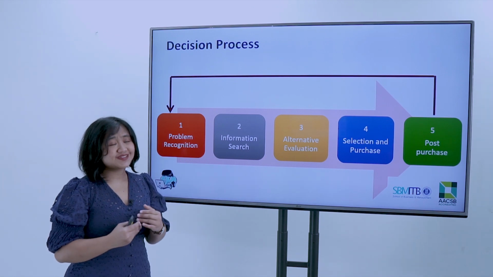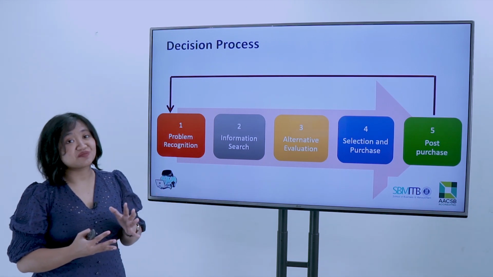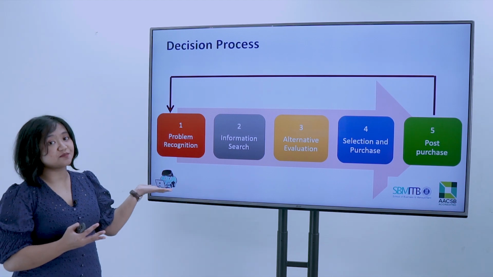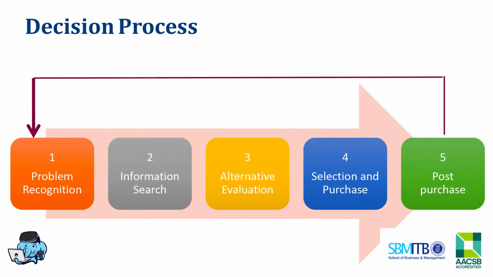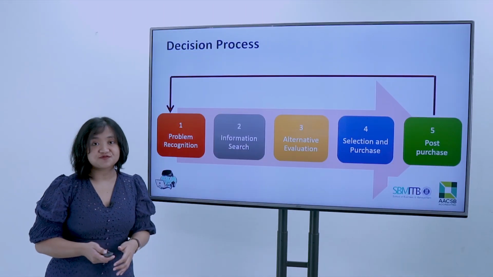And what are the steps in the decision-making process? The first is the problem recognition process. Next, information search, alternatives evaluation, select and purchase the product, and then the post-purchase behavior. So we will discuss this further.